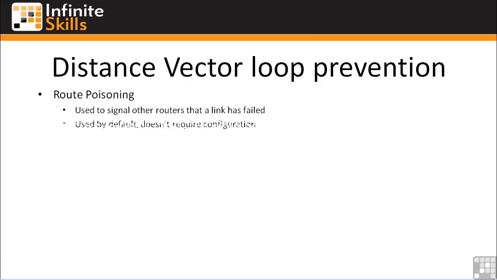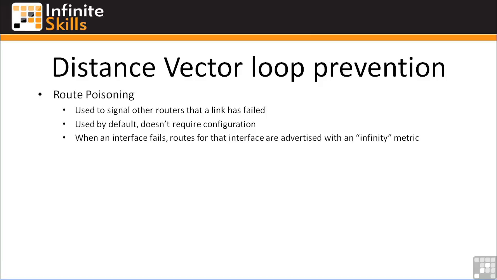Now, route poisoning is the default method of advertising that a link is no longer available. In other words, you don't have to turn on route poisoning. It's just there. It's part of the protocol. And really, we only discuss it as a precursor to the loop prevention technologies that are later on in this slide deck. Now, when an interface fails, routes for that interface are advertised with an infinity metric.